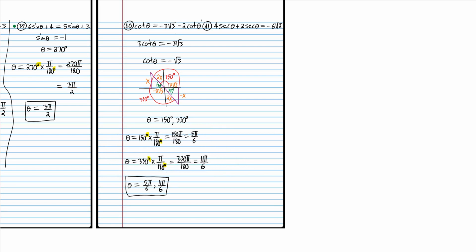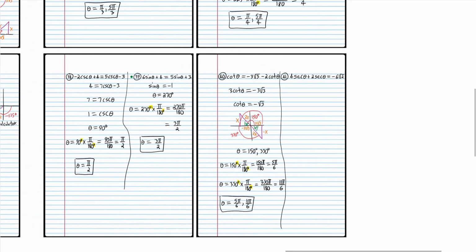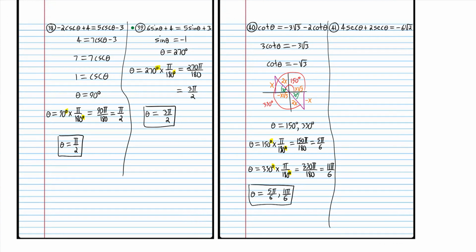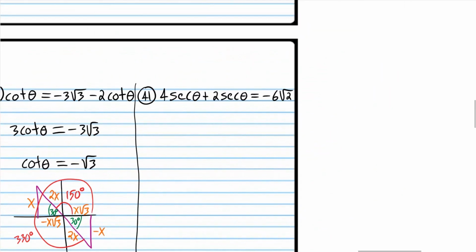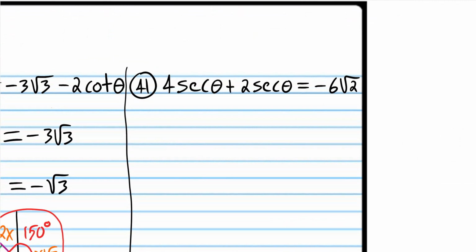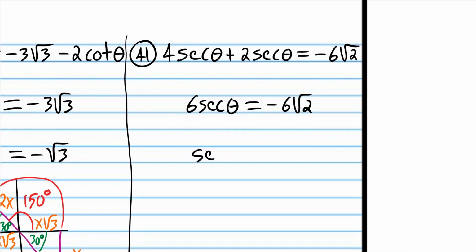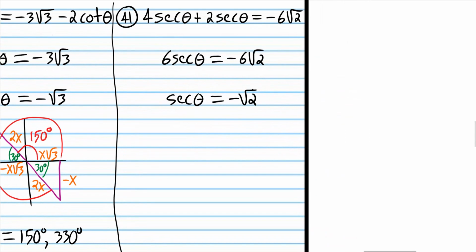Okay, now let's try number 41. Go and attempt 41, and when you come back, we'll do it together. Alright, we're back, so I'm going to add the secants to get 6 secant theta is equal to negative 6 root 2. And I'm going to divide both sides of the equation by 6 to get negative root 2. And you may recognize this as negative x root 2 over x. That means it's a 45, 45, 90 triangle.